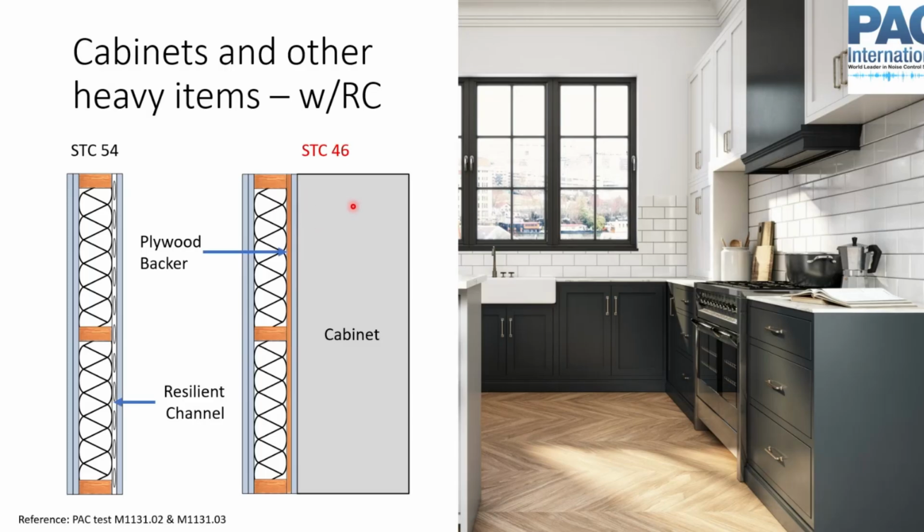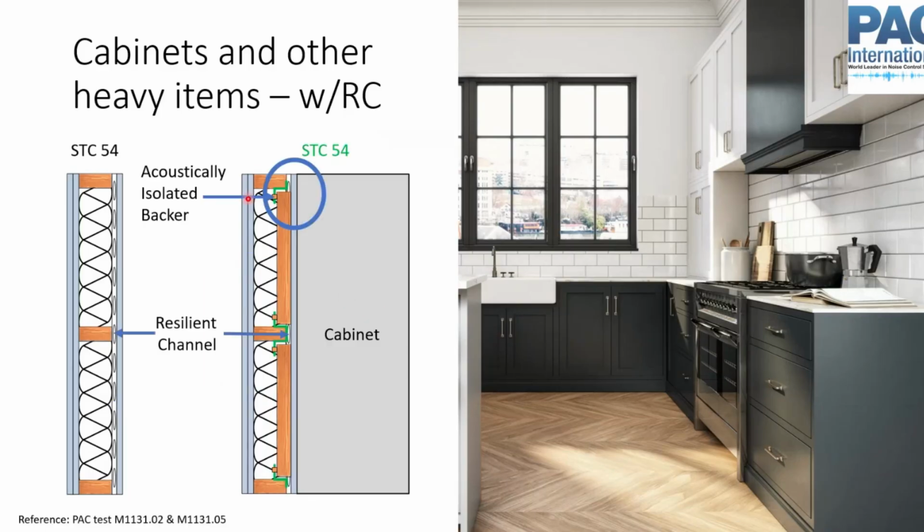But when you do that, you create this structural path issue, right? Now you have this rigid path. We can go trace all these rigid connections from one side to the other. It's an STC46. So you've taken a wall that was comfortably above your International Building Code minimum of STC50, and you've made it well below it. So now you have a wall that no longer meets the code minimum.